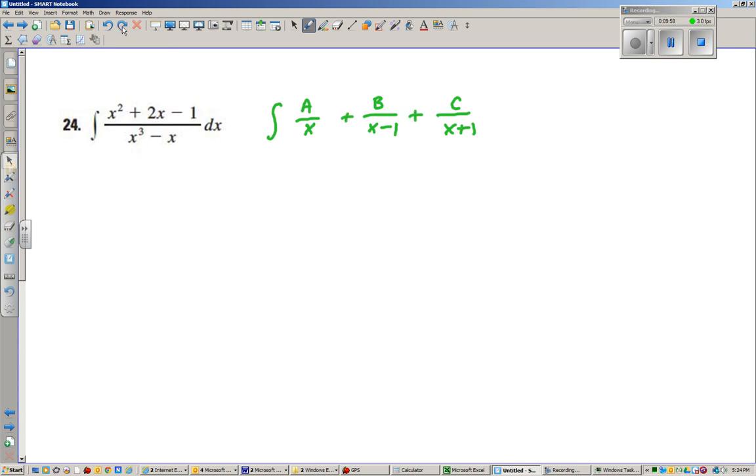So we could break this into three partial fractions, we call them. So that denominator is x times x squared minus 1, and of course that's the same thing as x times x minus 1 times x plus 1.